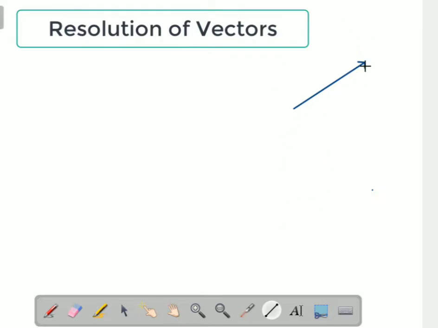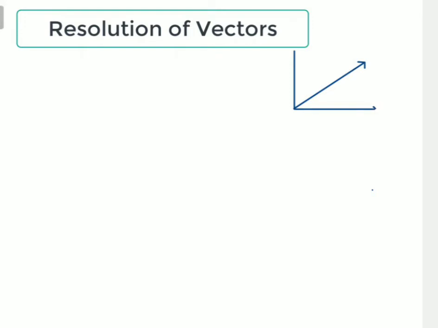Now this vector, if I want to resolve it into two components, from this point I am making two axes, that is our x axis I am making here, and y axis over here. Right? Now this is our xy coordinates, xy plane. So this is our x axis and this is our y axis.